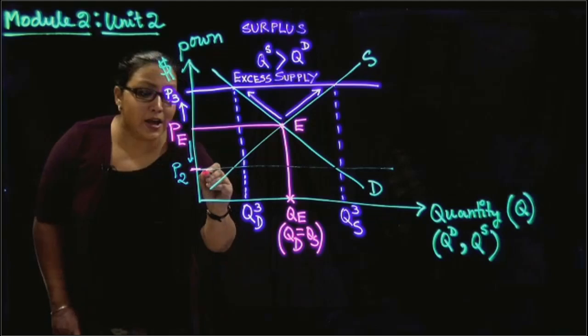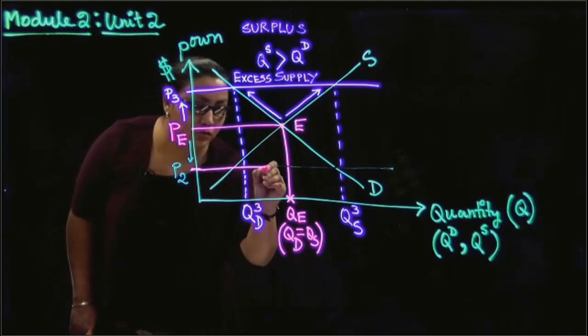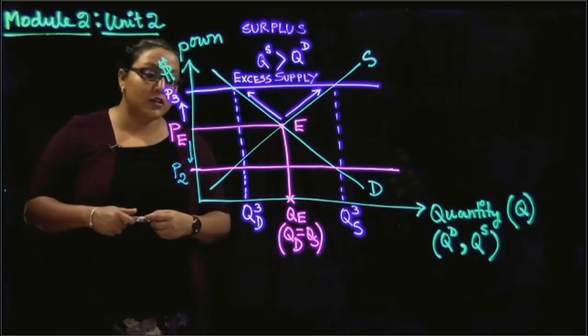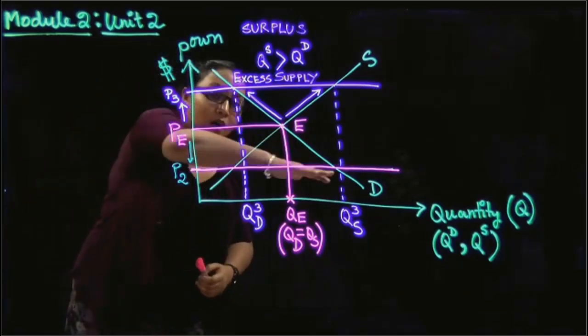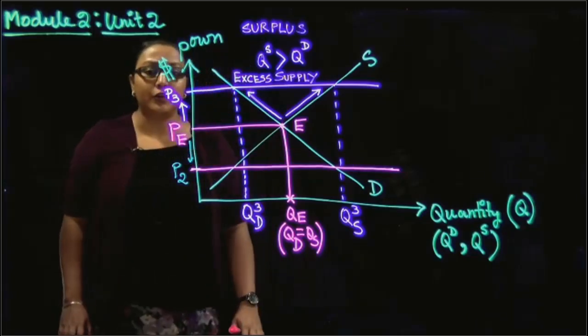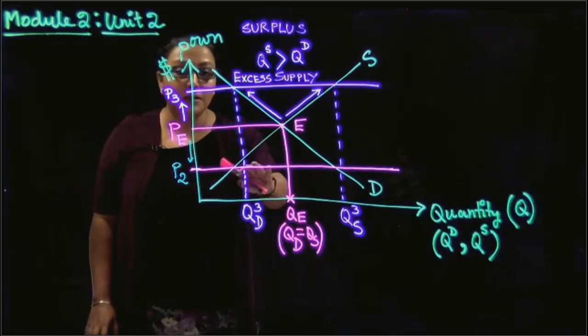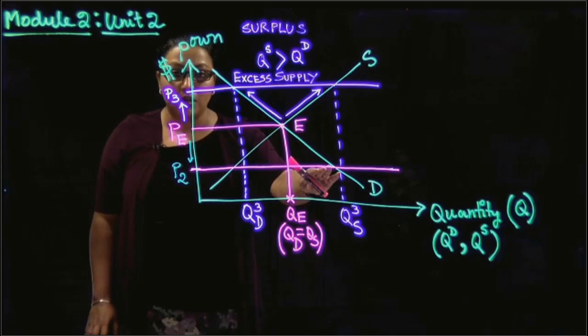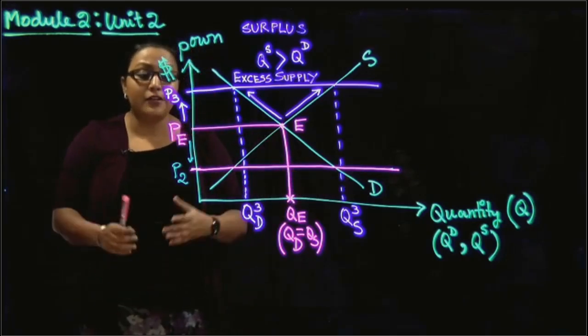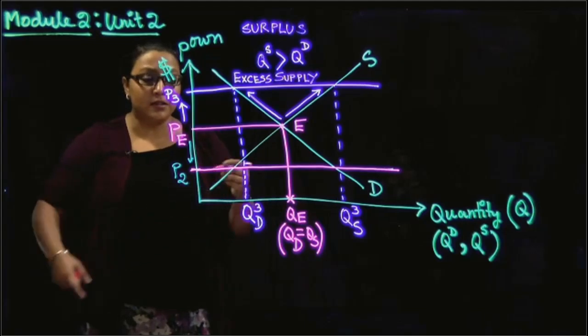Okay, so at level P2, please note, if you follow this pink line, once again along this pink line, you do not see a unique point of intersection of the demand and the supply curve. There is no agreement between the buyers or the sellers. There is divergence between demand and supply.